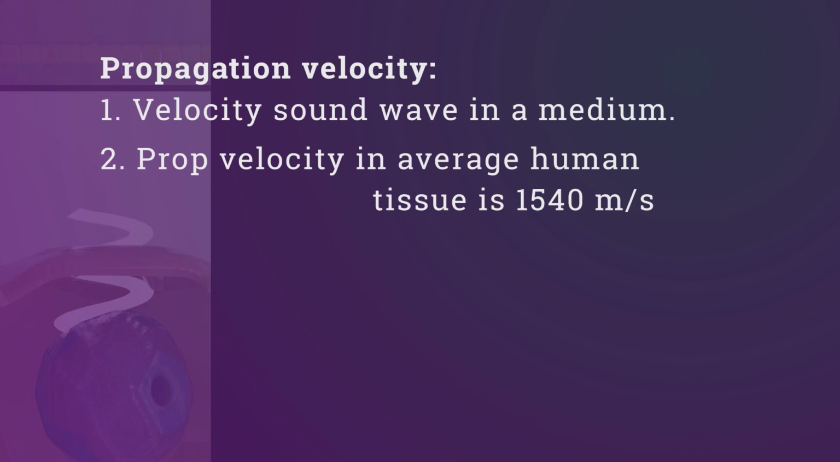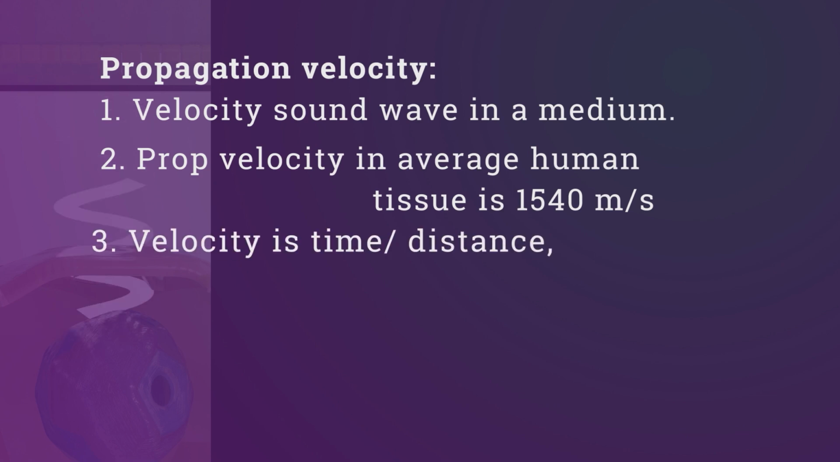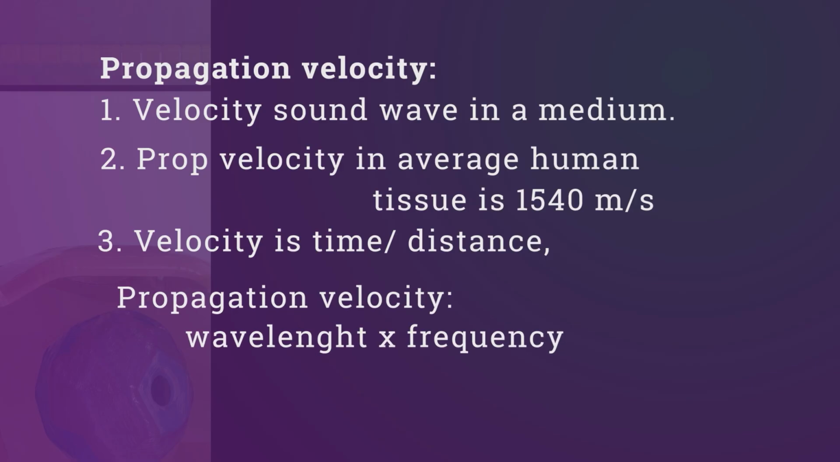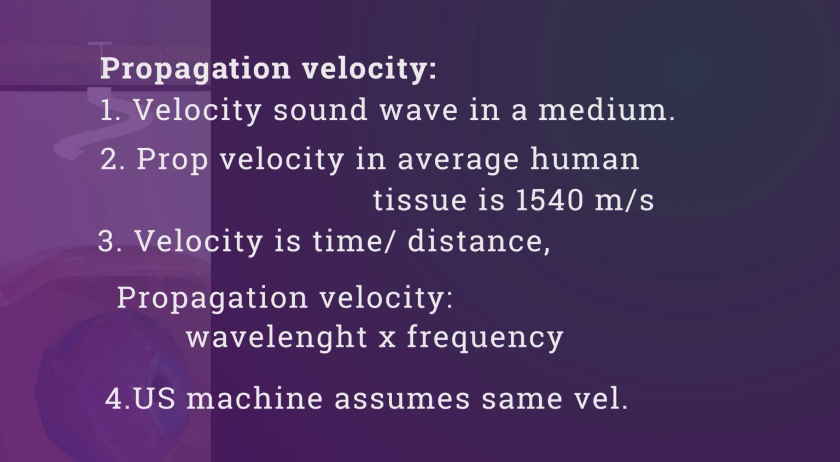Since velocity is distance over time, the propagation velocity is a product of wavelength, which is a unit in distance, and frequency, which is cycles per time. As the sound wave travels from one medium to another medium, the propagation velocity changes. This is important since the ultrasound machine assumes that all tissues have the same velocities, and it is the reason we appreciate artifacts, as we shall later explain.